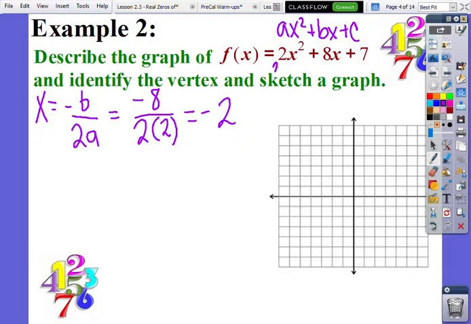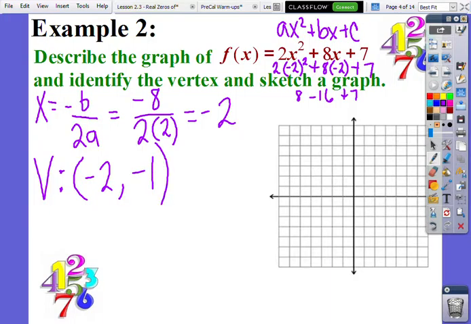And then I can go and say 2 times -2 squared plus 8 times -2 plus 7. And if I went through and did that, I would have that my y value would be, let's see, -1, I believe. I got 8 minus 16 plus 7. Yeah, so -1. So I can see that my vertex is at the point -2, -1. And I know I could go plot -2, -1.